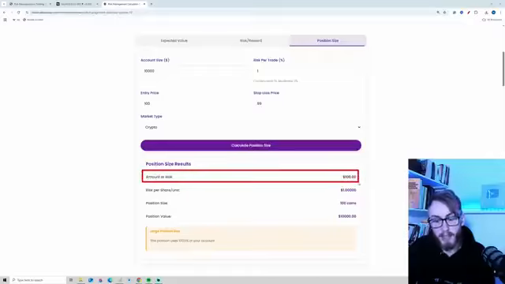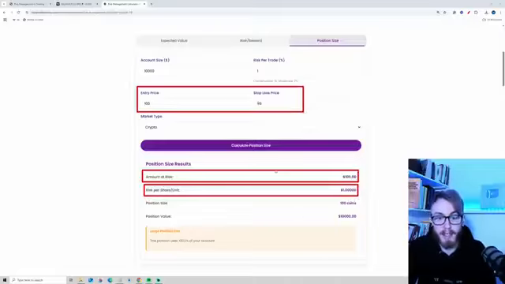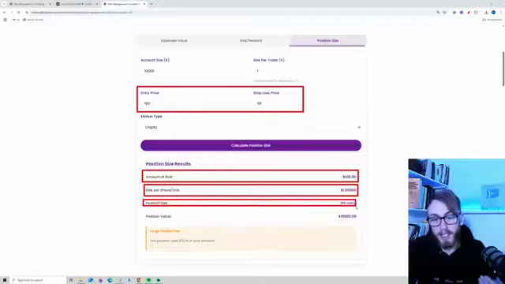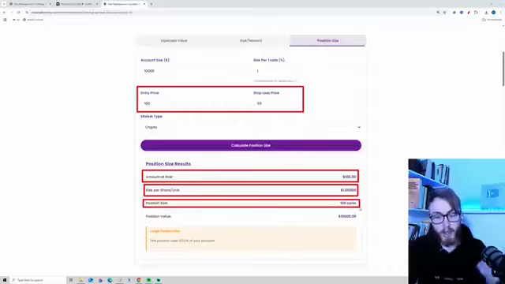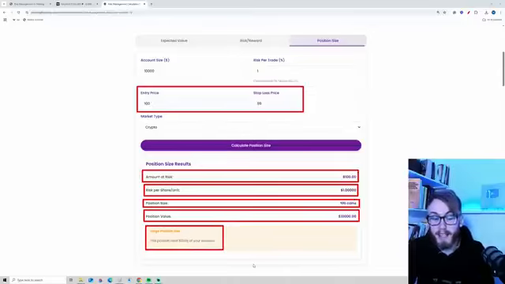first of all, how much you risk. We risk $100 because that's 1% of $10,000. You also get the risk per unit, and that is $1 because of our entry price and stop loss. Our position size is a total of 100 coins, and our position value here is actually $10,000. And here you get an automatic warning that this position uses 100% of our account, and that might not be optimal.